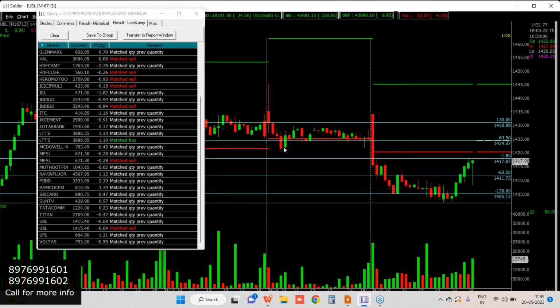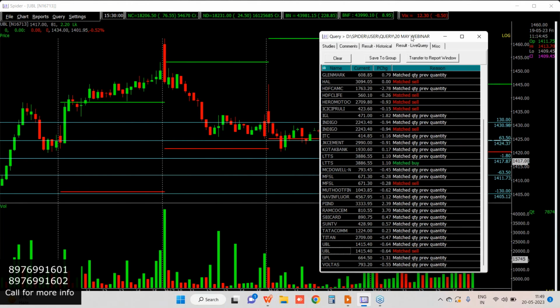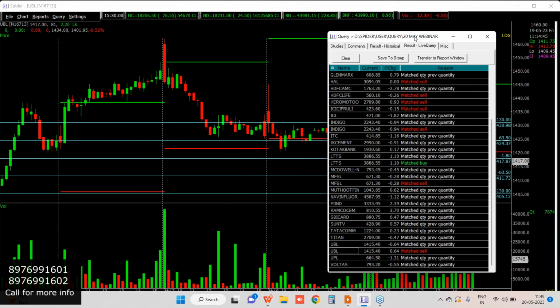Okay, so this was the intraday scanner based on the starting 4 conditions of price, an OHLC intraday query only. And you can see how well it has performed in the intraday market of yesterday. Okay, so you can backtest it as much as you want because this is price action based.